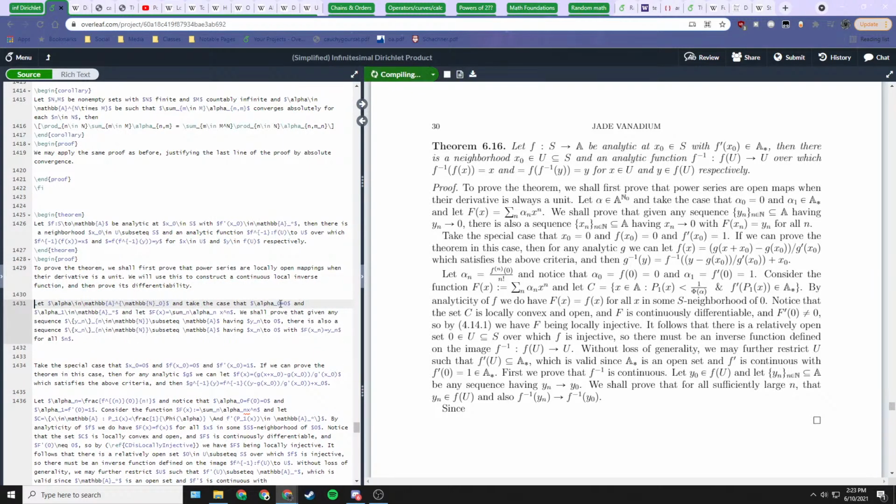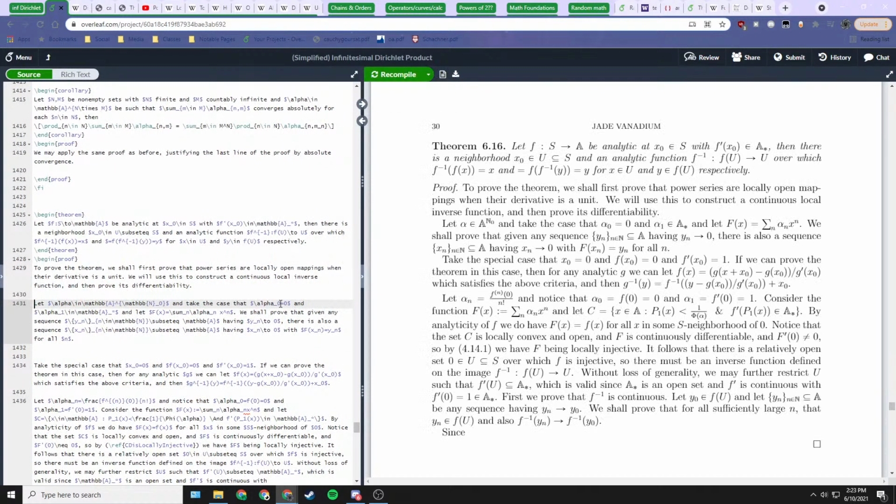We'll do it like this. Okay. So let alpha be some coefficients, and take the case that alpha 0 is 0 and alpha 1 is 1, and let capital F of x be the summation, this power series. We shall prove that given any sequence y tending to 0, there is also a sequence x sub n tending to 0 with f of x sub n equals y sub n for all n. Or we can say for all sufficiently large n.